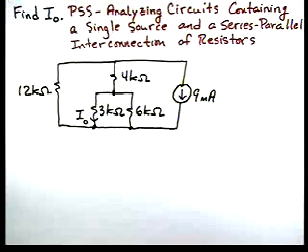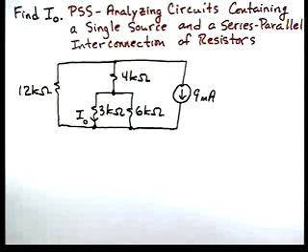In this problem, we're going to find the current I0 labeled on the diagram. If we look at this circuit, we can see that it has a single source and several resistors. So we're going to use the problem-solving strategy entitled Analyzing Circuits Containing a Single Source and the Series-Parallel Interconnection of Resistors. And you remember the goal is to reduce this circuit down to a source and a single resistor.